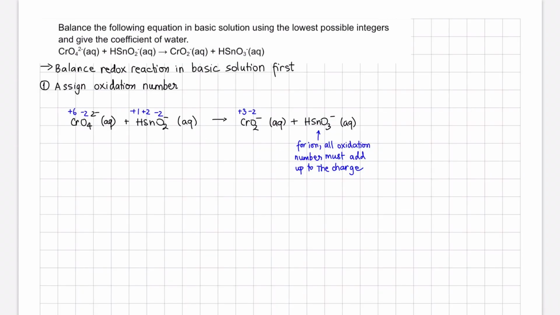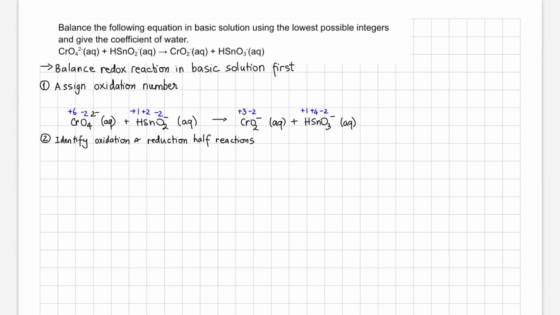Moving on to HSnO3-. So all oxidation numbers must add up to the charge. So if we have the oxidation number of hydrogen as +1, the oxidation number of Sn as X, and the oxidation number of oxygen as -2, then we'll have an equation of +1 plus X plus 3 times -2 equals the charge of the ion, which is -1. And then, solving the equation will give X equals +4. So +4 is the oxidation number of Sn in this ion.